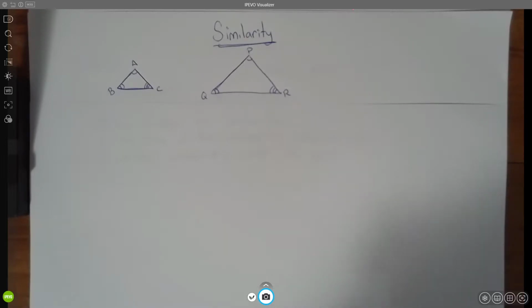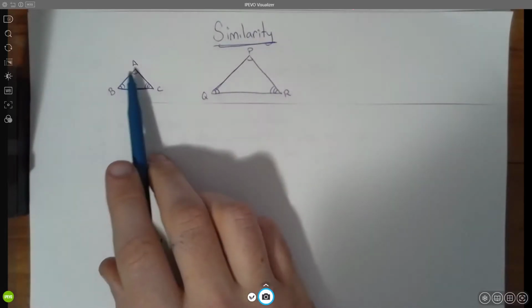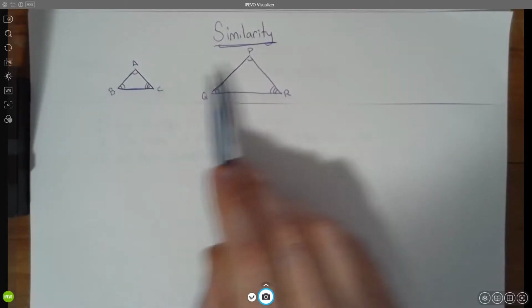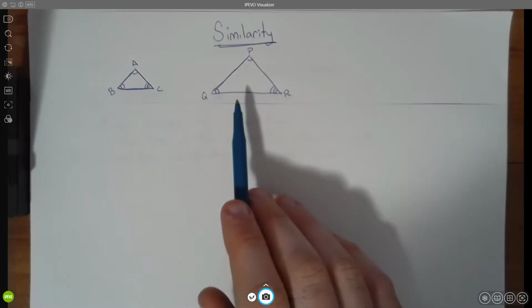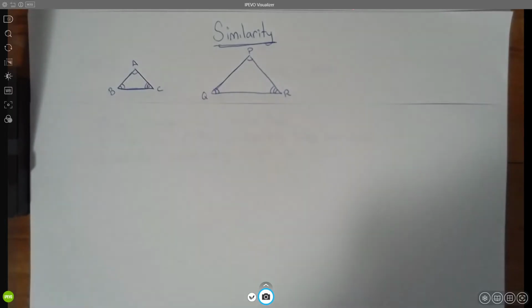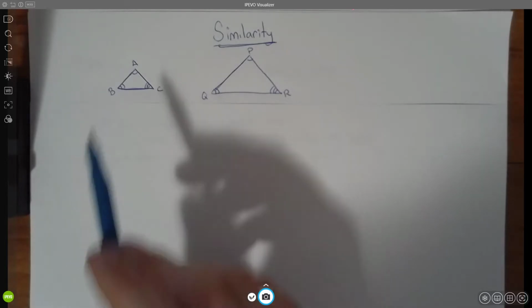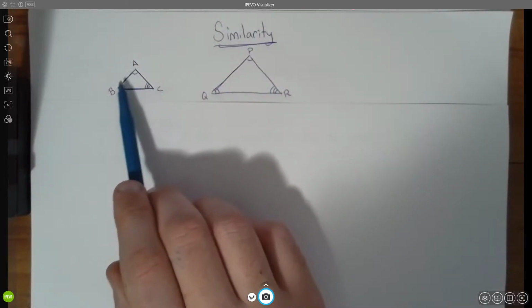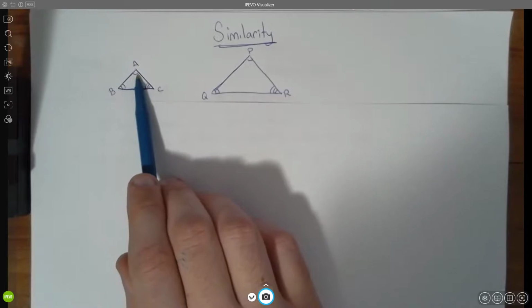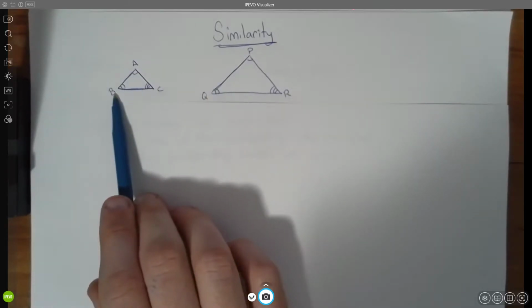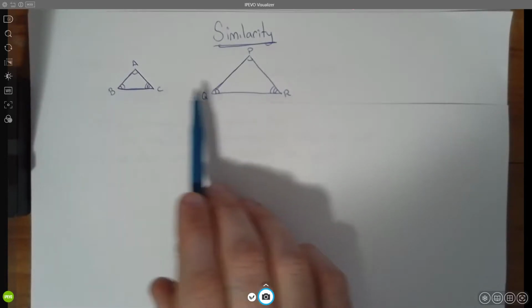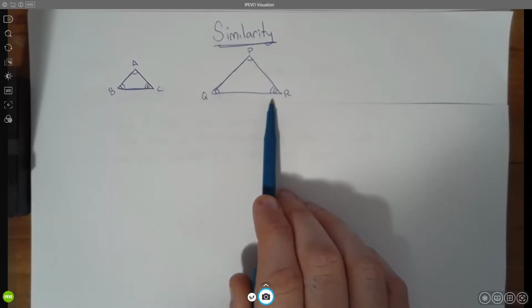side lengths. In the example that we have here, we have triangle ABC and triangle PQR, and we can tell already that triangle PQR is much larger than triangle ABC. But if we take a look, triangle ABC and triangle PQR, they all have the exact same angles. So angle A matches up with angle P. They have the same symbol there. Angle B matches up with angle Q. Angle C matches up with angle R.